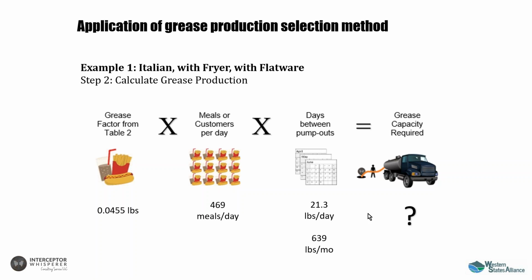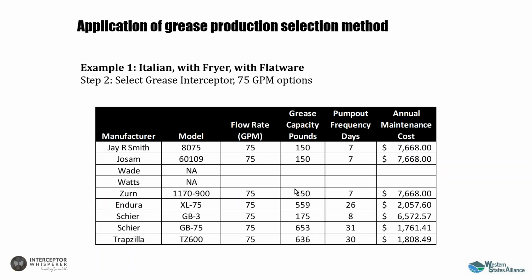So if we know this information, now can we size this interceptor more effectively? The answer should be yes. Let's take a look at some options here. Here we have, if we just used 75 gallons a minute, we have some options. Here's some legacy styles, a J.R. Smith or a Josam. Wade and Watts don't make 75 GPM units. Zurn does in this size range. 150 pounds of capacity, which you'll notice gives us 7 days. So once a week in this size range, once a week.